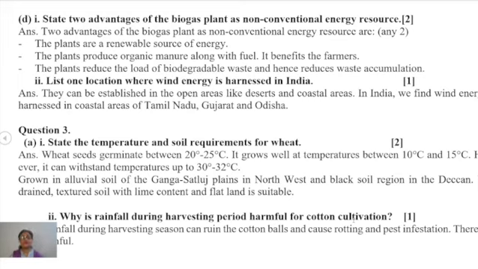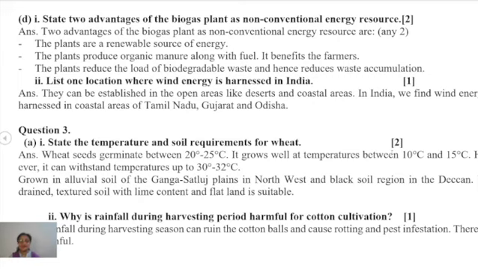Next question is: state the temperature and soil requirements for wheat. Question number 3, that is the agriculture part. The first question is temperature and soil requirements for wheat cultivation. Wheat, as you all know, is a rabi crop. Wheat seeds germinate between 20 to 25 degrees centigrade, and it grows well at temperatures between 10 to 15. 10 to 15 degrees centigrade is the most ideal temperature under which it grows best.